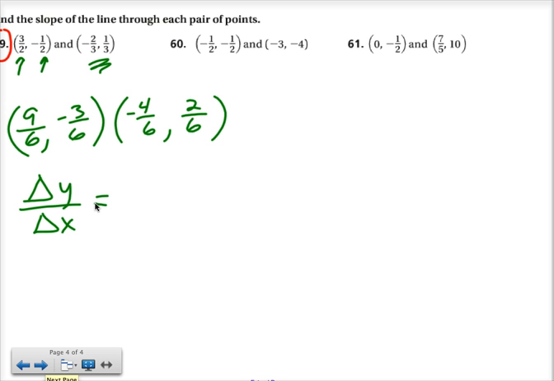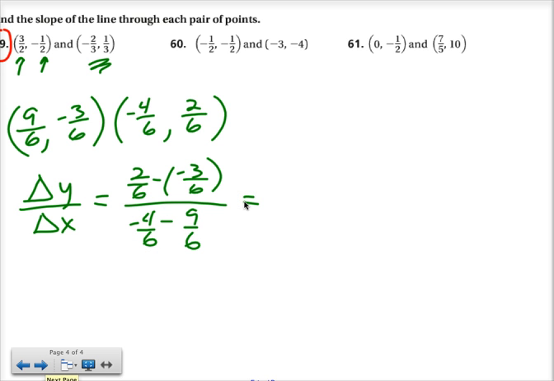So what I need to do is just decide on a direction and go with it. So I'm going to do 2/6 minus negative 3/6, all of that divided by negative 4/6 minus 9/6. So on the top I have minus a negative, which is actually addition. And that will give me 5/6, because 2/6 minus a negative 3/6 is 2/6 plus 3/6, which is 5/6. And then on the bottom, I have a negative 4/6 minus 9/6, which is a negative 13/6.